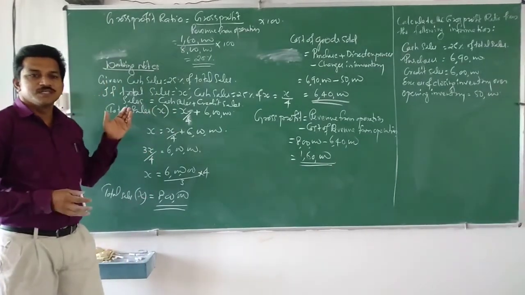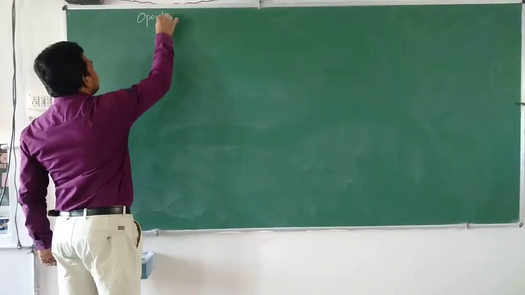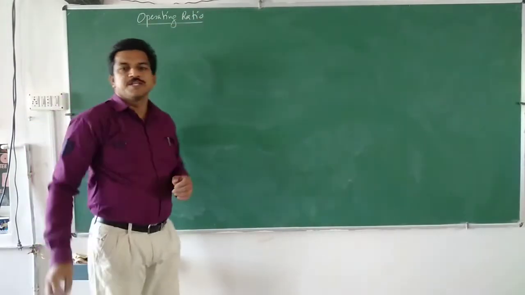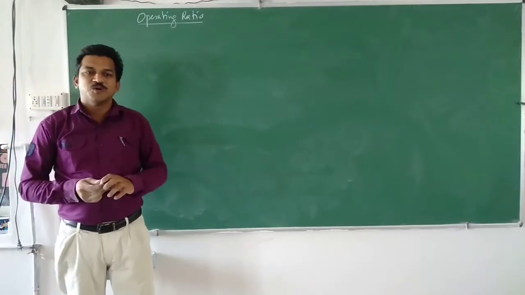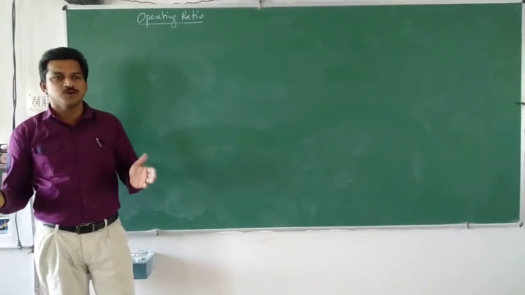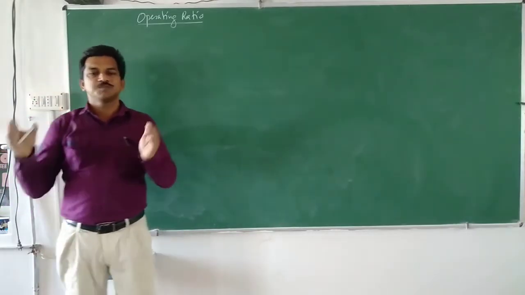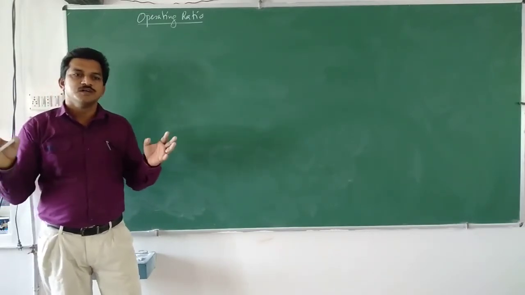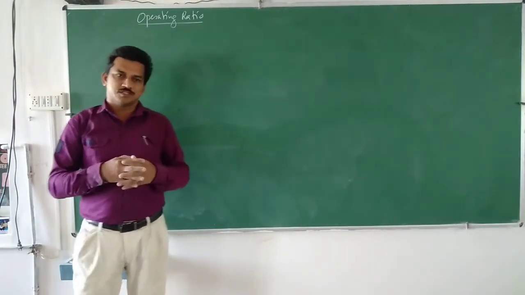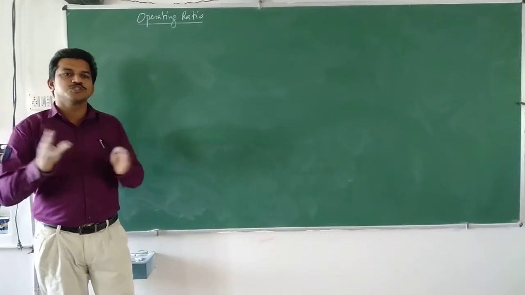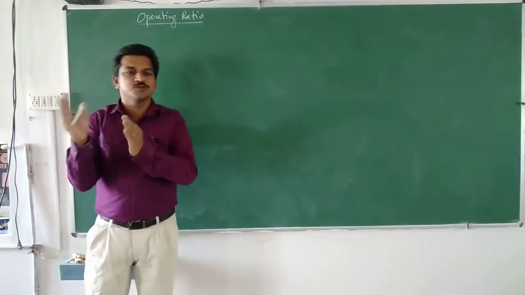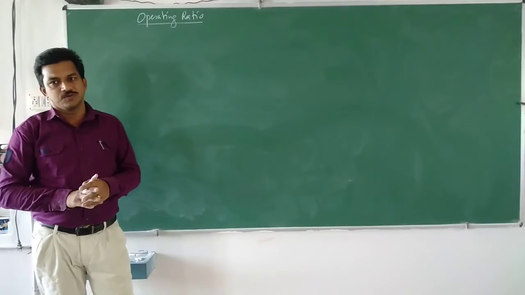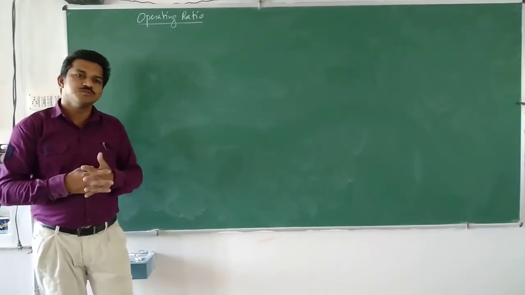Now let us discuss the next ratio, operating ratio. What is operating ratio? Operating ratio explains the operating costs with the sales. How much part of the sales is its operating costs? Operating cost means all the costs involved from the business activities or trading activities. The total cost of trading activities, how much portion of sales is covered with the operating costs. That means all the costs related to business.